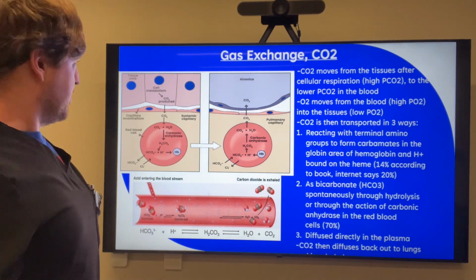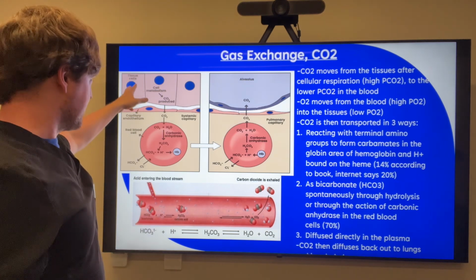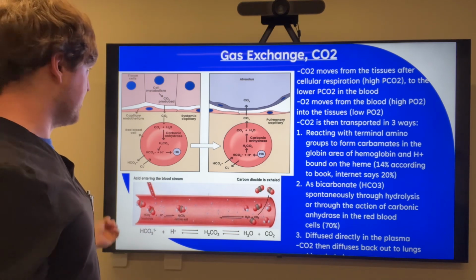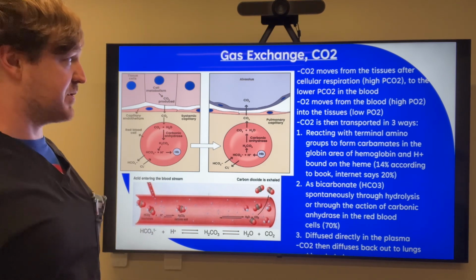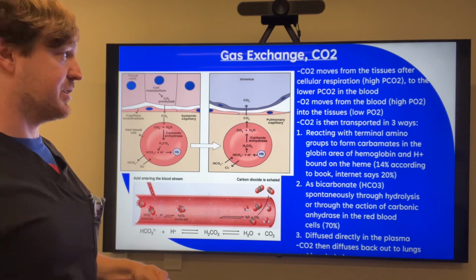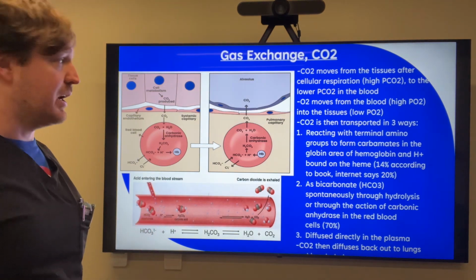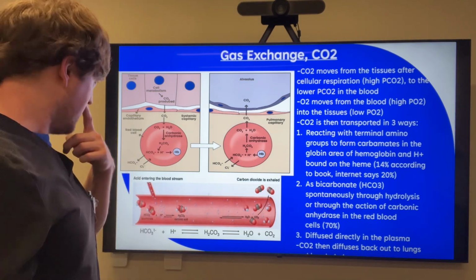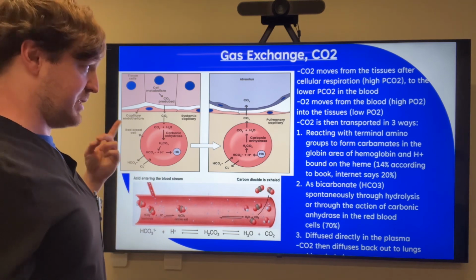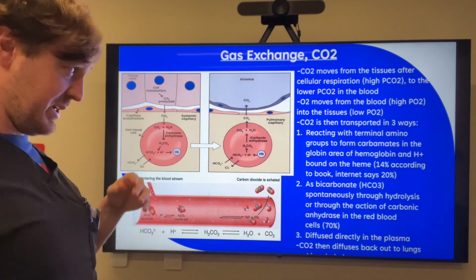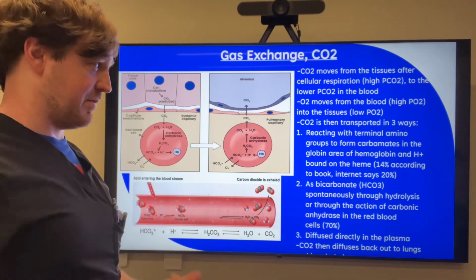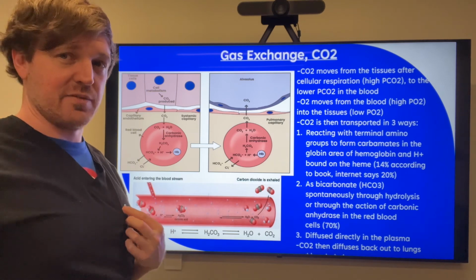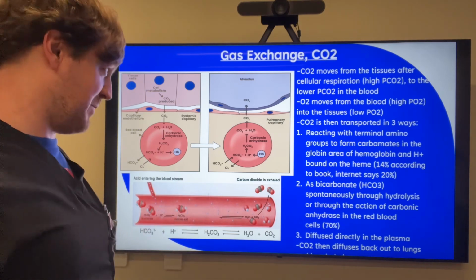First it moves from the tissues, like your muscle cells, from a high PCO2 to lower PCO2. O2 moves from the blood, or high PO2, into the tissues, which have a low PO2 at that point. And then CO2 is actually transported in 3 ways. The hemoglobin itself actually only transports about 20%. Our textbook said 14%, but a lot of the internet numbers were 20%, 10%, and 70%, so I like those numbers better.